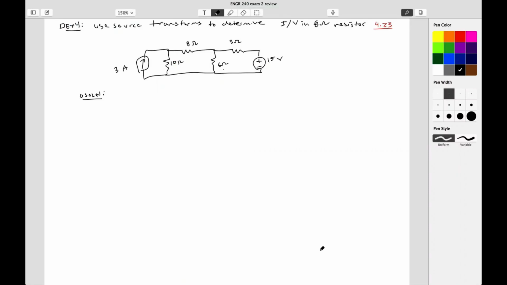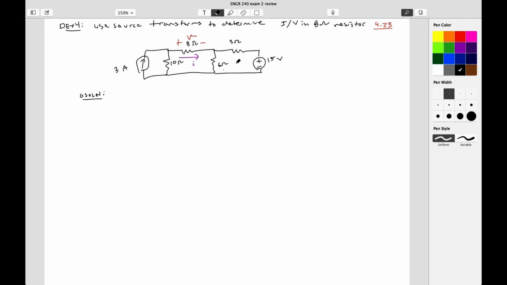All right, so this problem asks us, by the way, it's number 4.23 out of the textbook. This problem asks us to use source transforms to help us find I and V in the 8 ohm resistor. So let's first denote that we want to find I, and we also want to find V. All we need to do is figure out what the current is, and once we know the current there, we could easily determine what the voltage is.